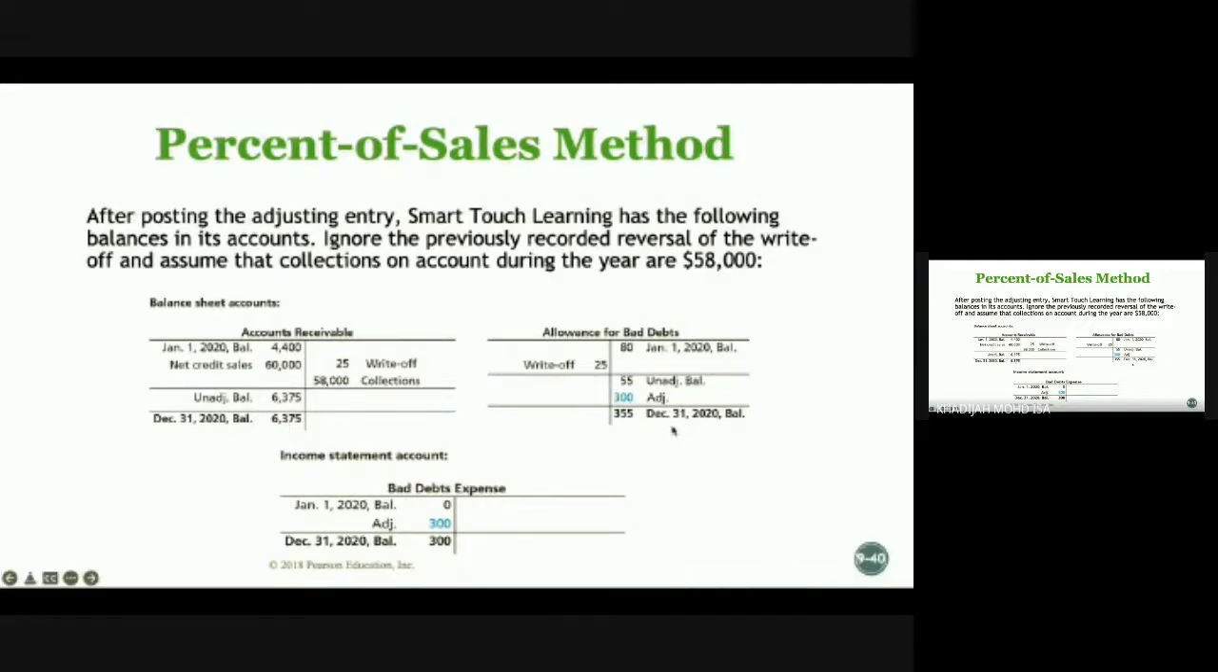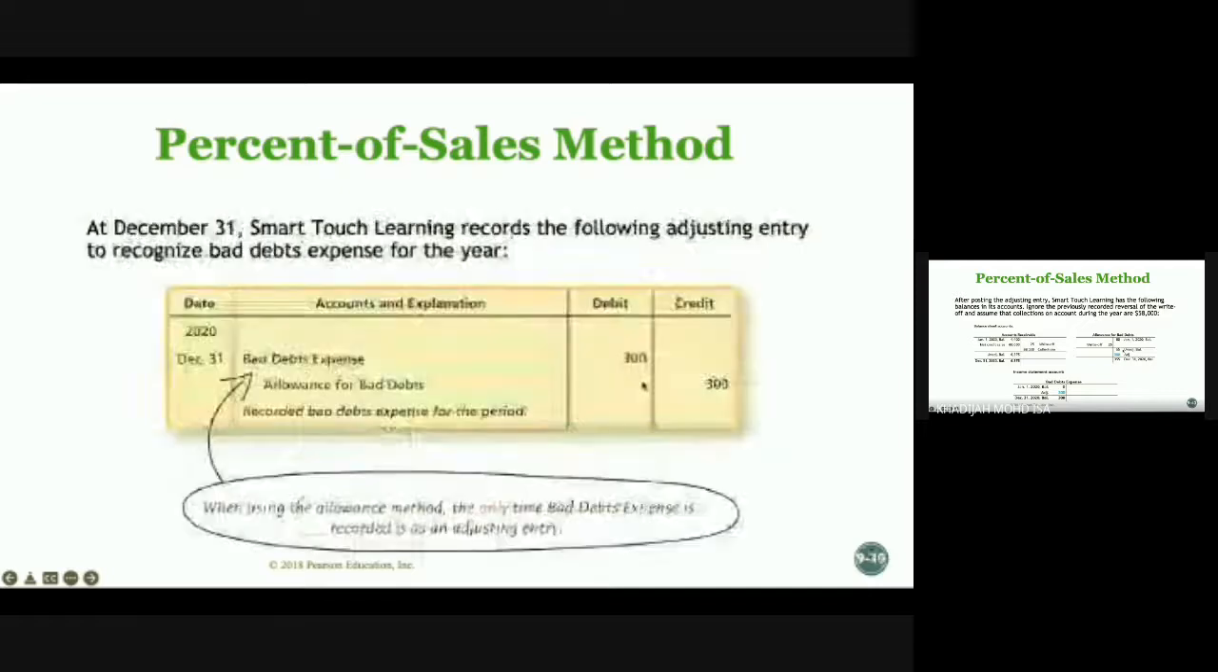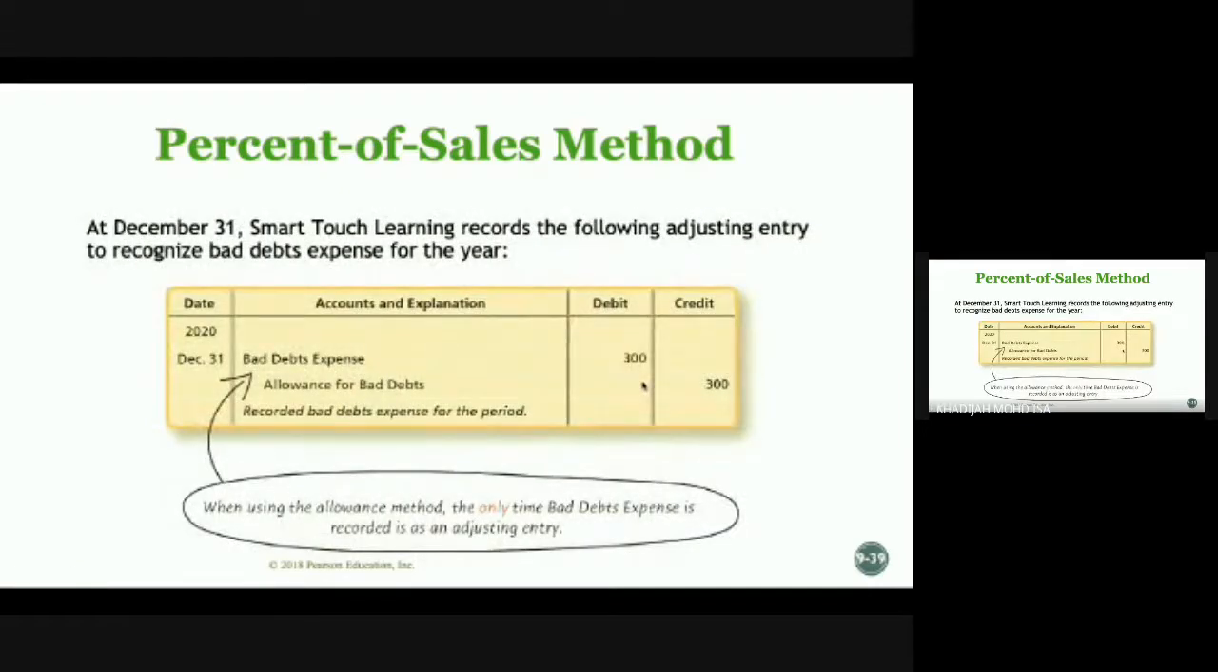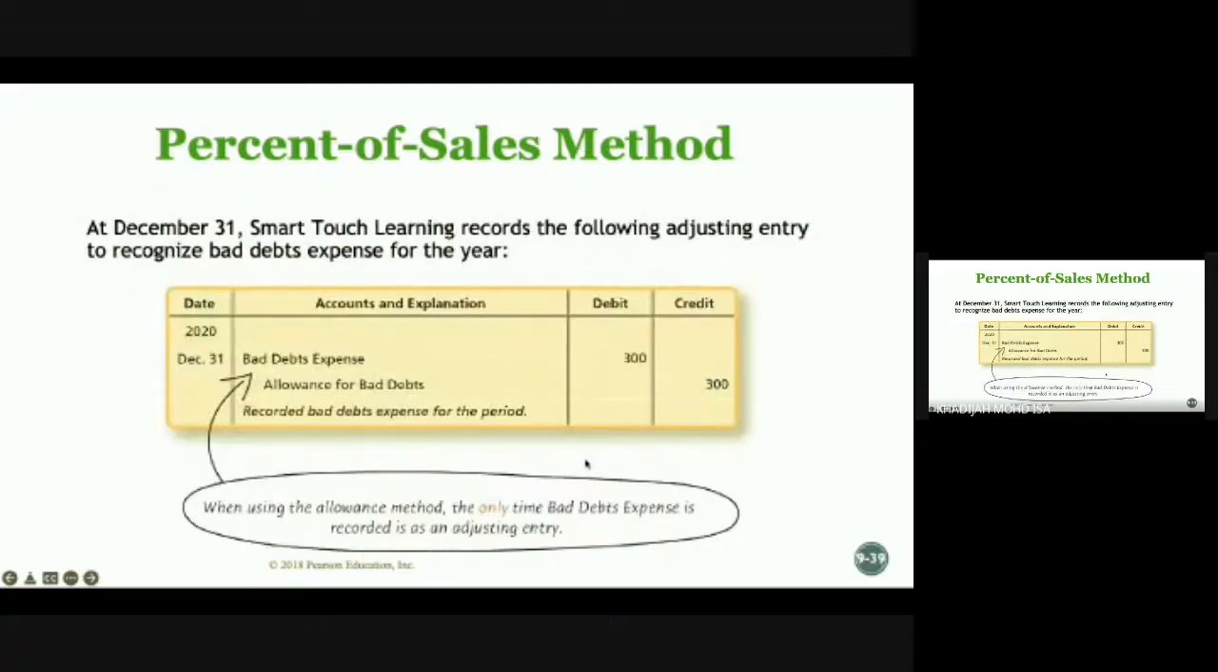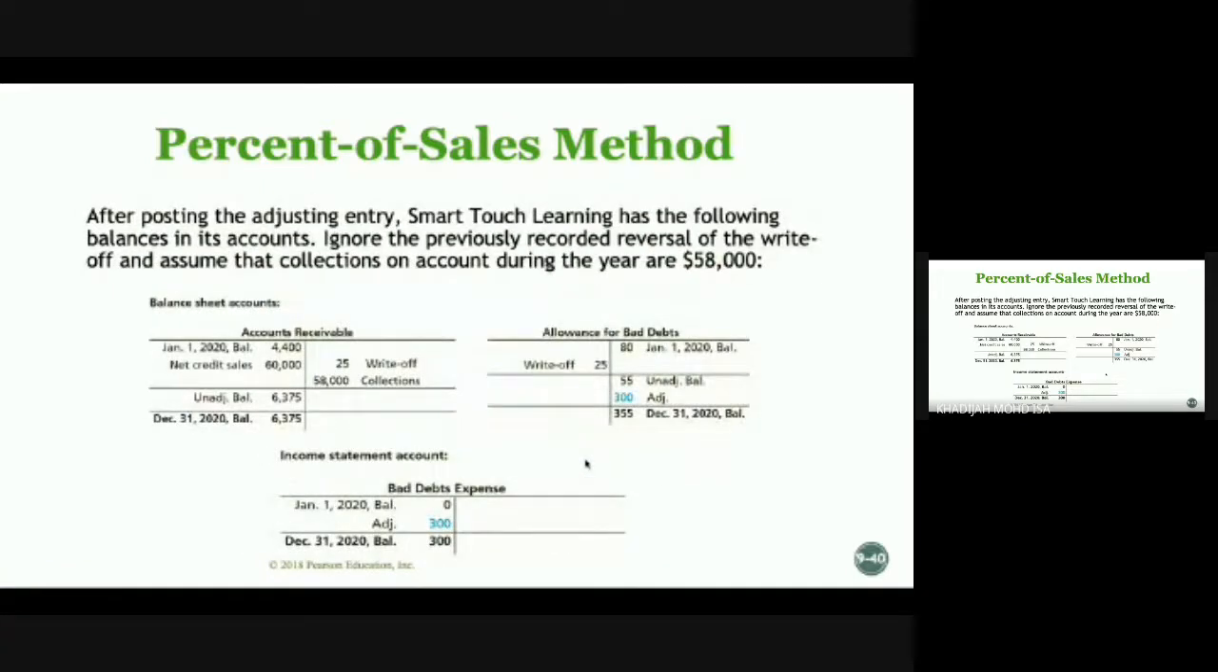For your allowance for bad debt, initially you have 80, then you write off 25, so it becomes 55. Remember that you have the additional allowance of 300, so you put in 300. Now the new balance is 355. Your bad debt expense, initially it was 0, then you create an adjustment of 300. Now bad debt expense is 300.